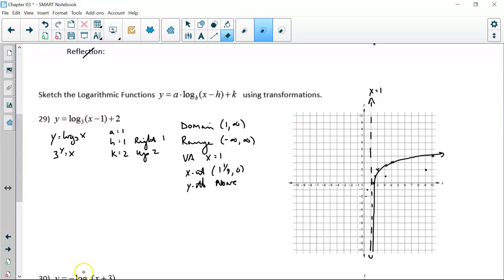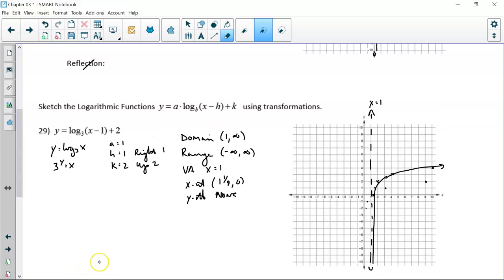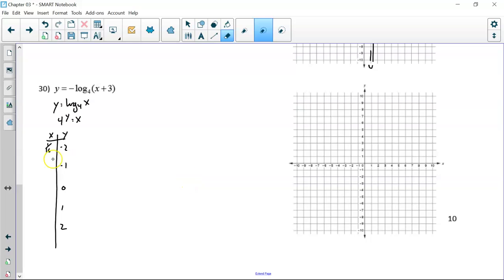Actually, excuse me, real quick. That's not 1 and 1/9. It's 1 and 1/3, where's the x-intercept? 1 and 1/3, not 1 and 1/9. So we're at 1/4, negative 1, 1, 0, 4, 1, 16, 2.